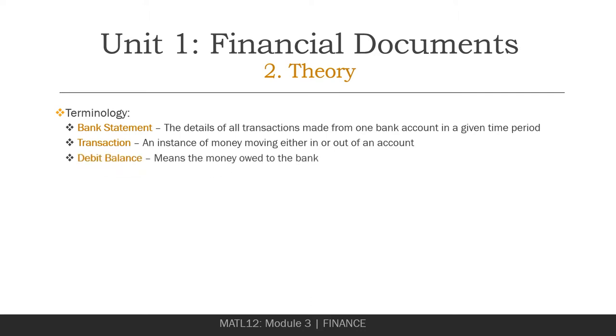So a debit balance is money that you owe to the bank. So for example, in a case whereby you only had 500 rands in your account and you spent 520 and that transaction was allowed to go through, it means you owe the bank 20 rands. In all cases, the debit is what you owe to the bank. So a credit balance is the amount that you have in your account.